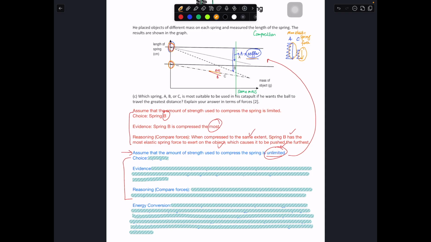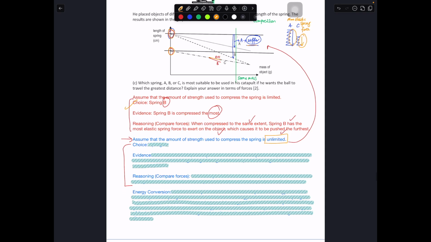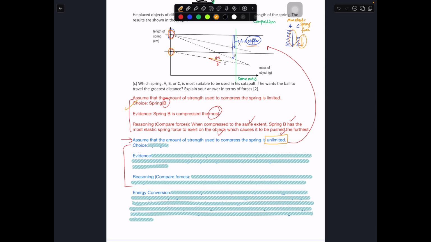If you go by the school answer, then it will be B, because it compresses the most. But the more accurate answer is that the strength used to compress the spring is really unlimited, based on the answer in part B. Then this should be how it should have been answered.